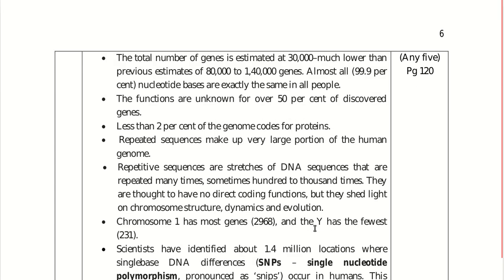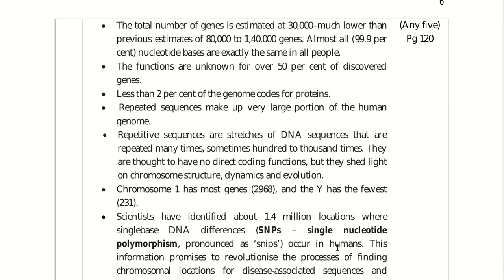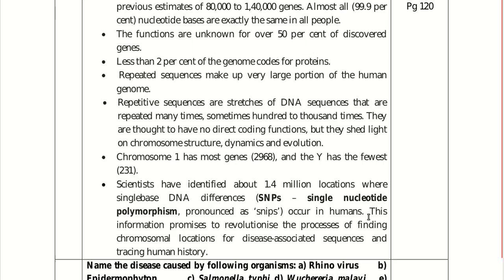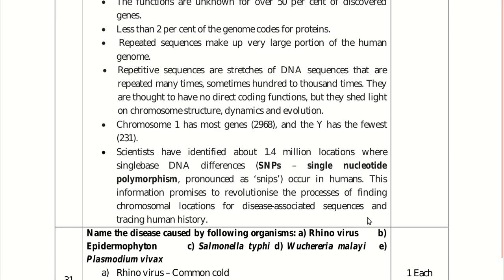Chromosome 1 has maximum genes, that is 2968, almost 3000 genes, and the Y has the fewest genes, that is 231 genes. Scientists have identified about 1.4 million locations where there is a single base DNA difference. We call it SNPs, single nucleotide polymorphism, or SNPs as it is pronounced, which occurs in humans. This information promises to revolutionize the process of finding chromosomal locations for diseases which are associated with sequences, and also to trace human history.